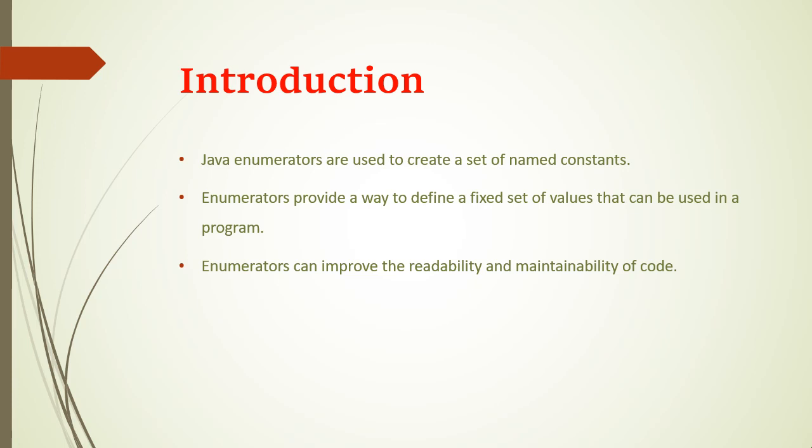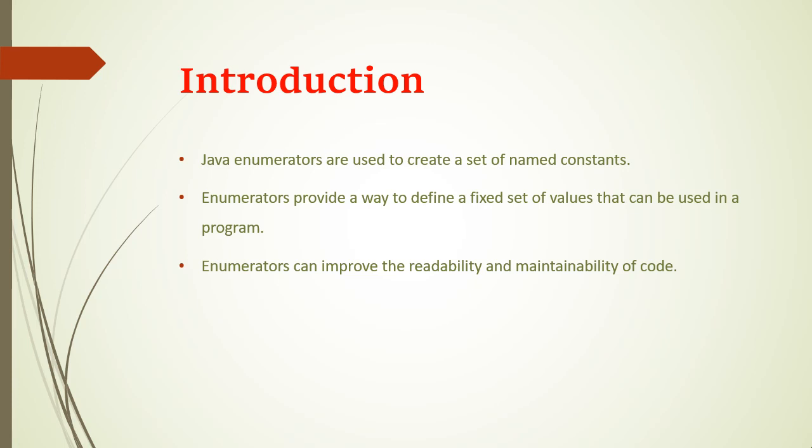Introduction. Java enumerators are used to create a set of named constants, which means we are going to create a list of constants or a group of constants. And this grouping of constants can be done by using the enum keyword. So basically, enumerators are going to group a list of constants or a set of named constants.